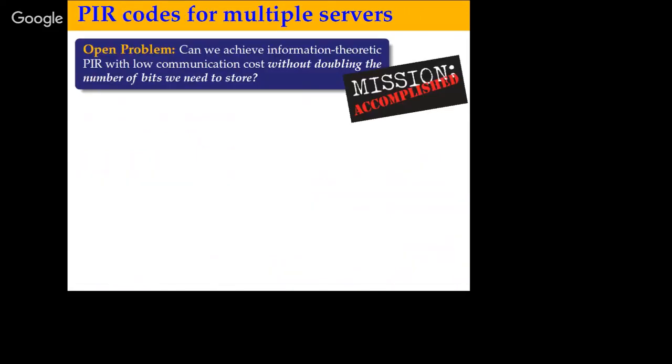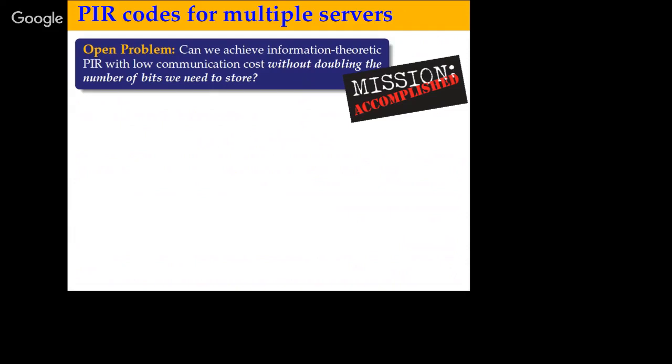So, okay, back to our problem. We're done. This is what we set out to do. Is it possible? In fact, we were able to accomplish it. So we can guarantee full information-theoretic privacy with communication complexity essentially the best known today, and we can do this without doubling the number of bits. In fact, the storage overhead approaches that.